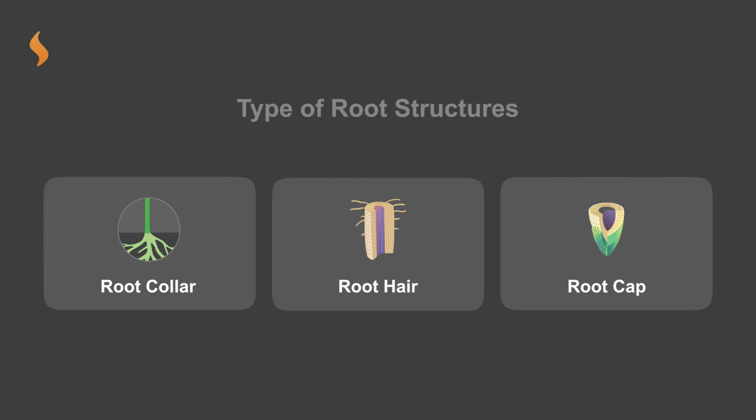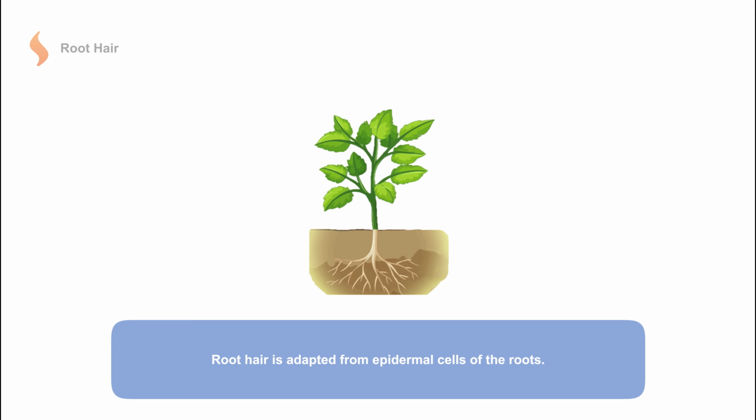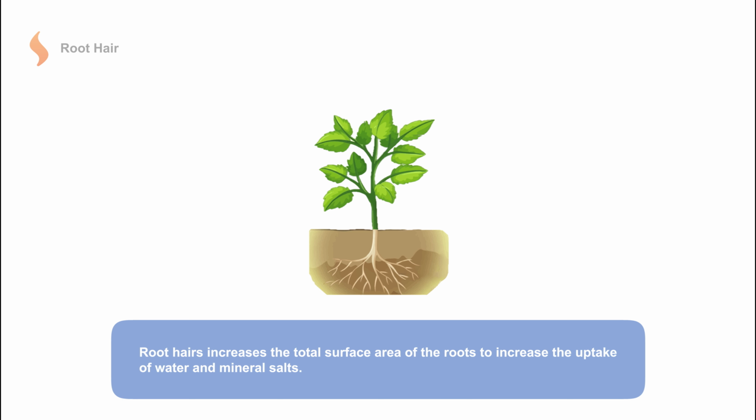The second type of root structure is root hair. Root hair is adapted from epidermal cells of the roots. Root hairs increase the total surface area of the roots to increase the uptake of water and mineral salts.